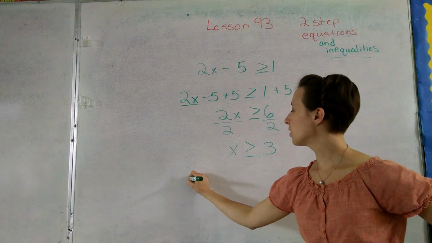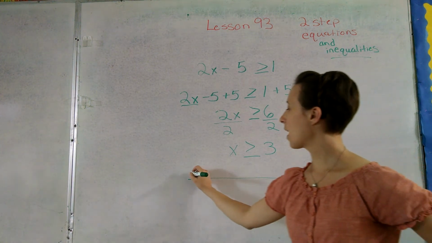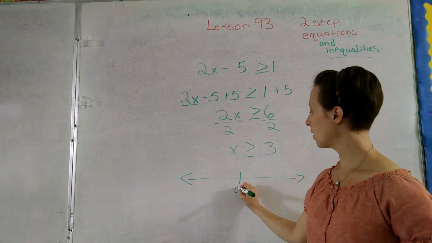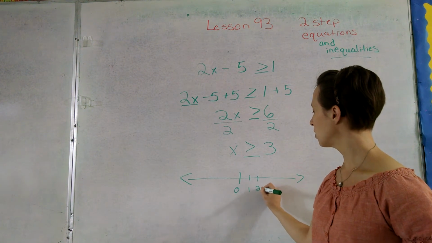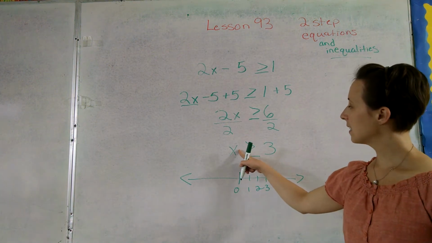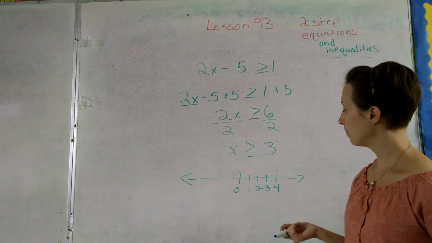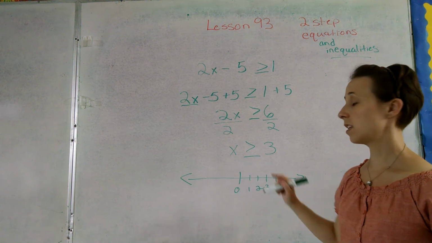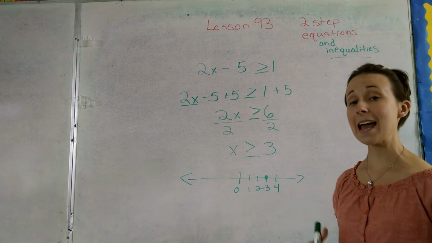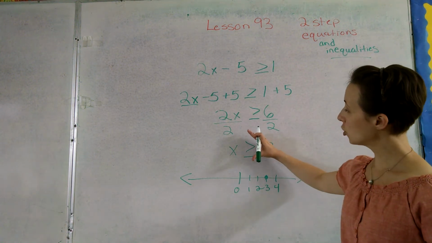If I was to put this on a graph, which some of your problems will ask you to do, remember to put your arrows on the ends. Put 0 in the middle. 1, 2, 3, 4. X is greater than or equal to 3. So I need a closed dot on 3, because it can be equal to 3. And then it's greater than 3.